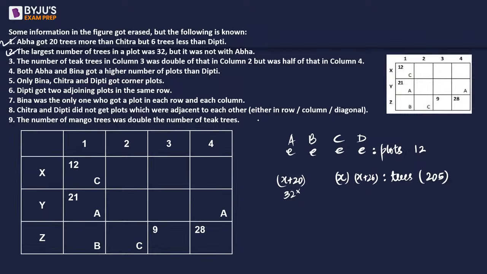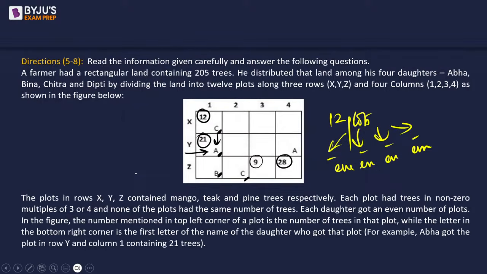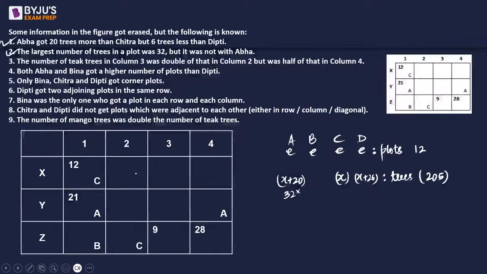The number of teak trees in column 3 was double that in column 2. Okay, so if you're talking about teak trees, mango, teak and pine, so Y is teak, isn't it? Teak. So this is teak, this is mango and this is pine. So the number of teak trees in column 3 was double that in column 2. So if I say there were 8 trees here, this is 2A. But was half that in column 4.